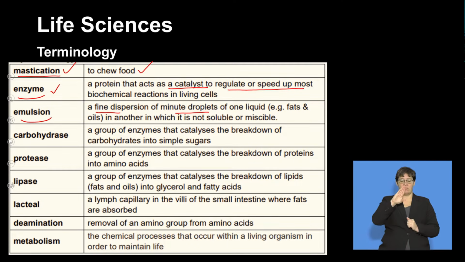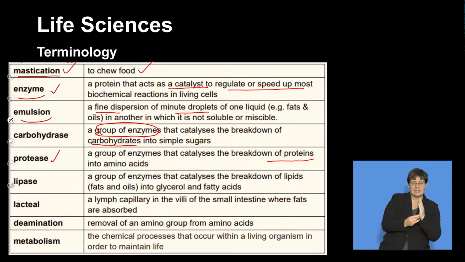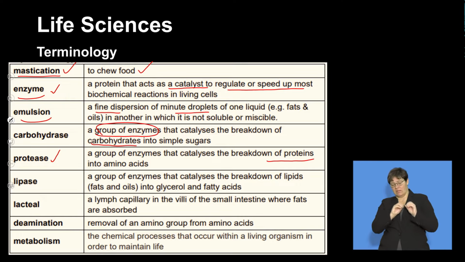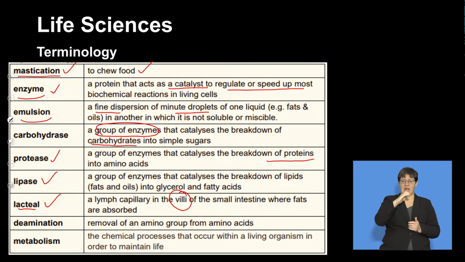Carbohydrases are a group of enzymes that are important in the digestion of carbohydrates, which are your simple sugars. We're going to mention proteases, which digest the meat and the proteins to the building blocks called amino acids. Lipase, a group of enzymes that catalyze the breakdown of lipids and fats. The concept of what the lacteal is when we look at the villi, which are the structures in the small intestine that help us absorb the nutrients. And then the process of removal of excess amino acids, called deamination.